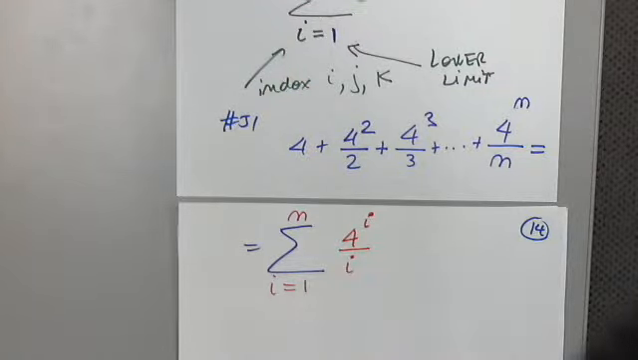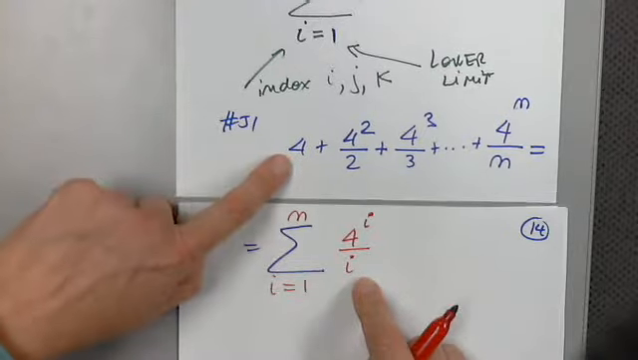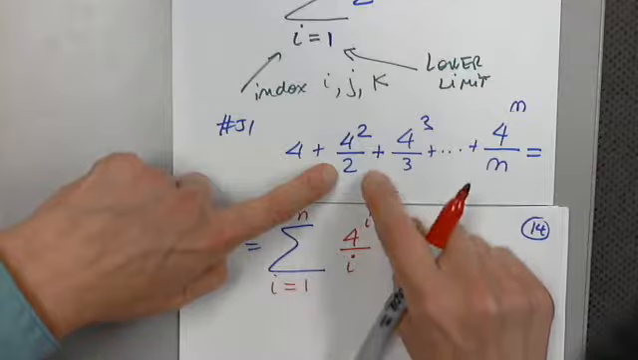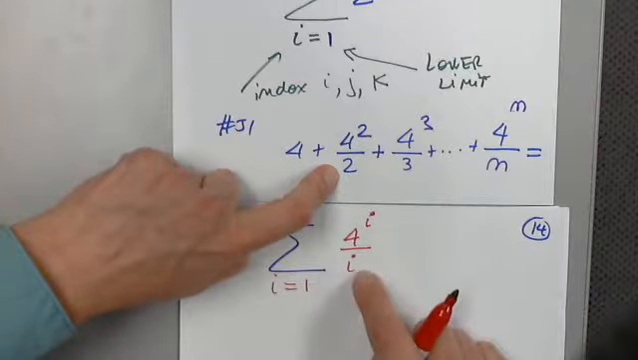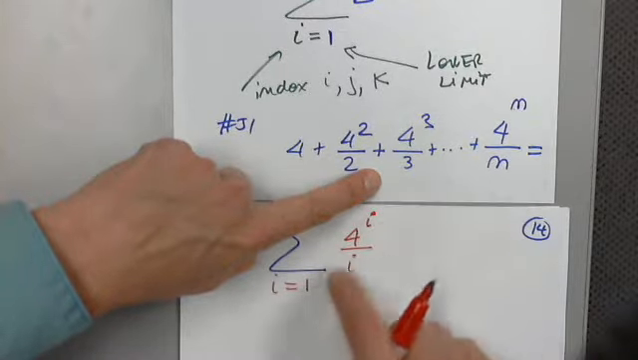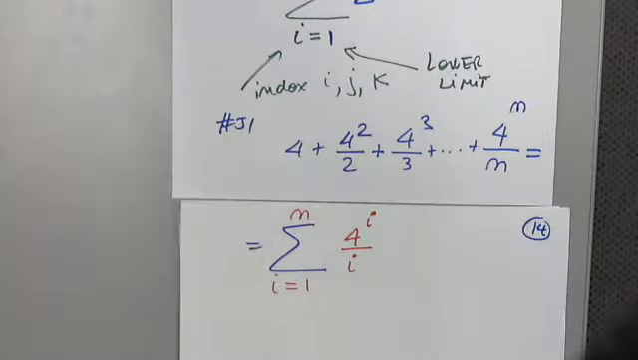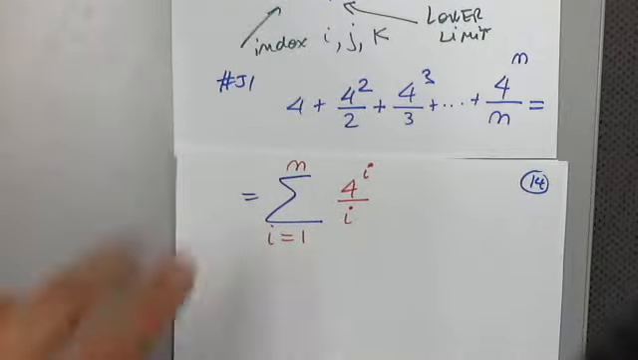So let's check. When i is 1, I have 4. When i is 2, plus, I have this. When i is 3, plus, I have this. Plus, when i is n, 4 to the n over n. Agreed? Okay, perfect. So one final exercise, I promise.